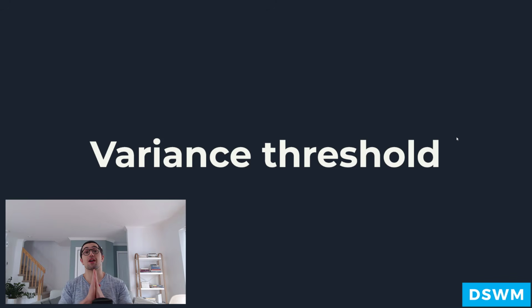Before we actually jump into the first feature selection method, let's go into the code, get the data ready, set some baseline, explore the data a little bit, and then we'll come back to the slides and explore our first method, which is the variance threshold.